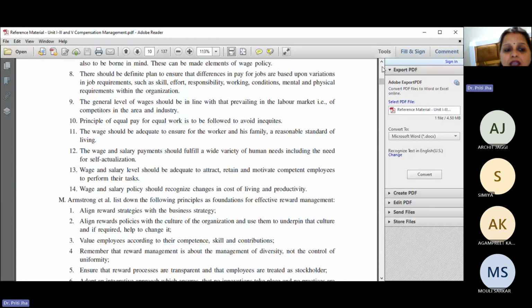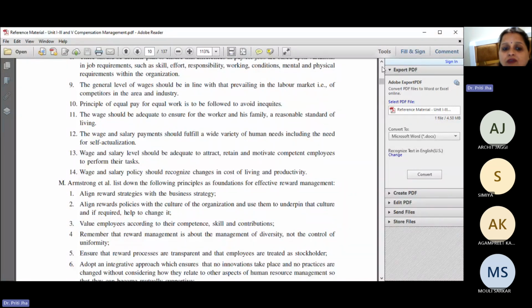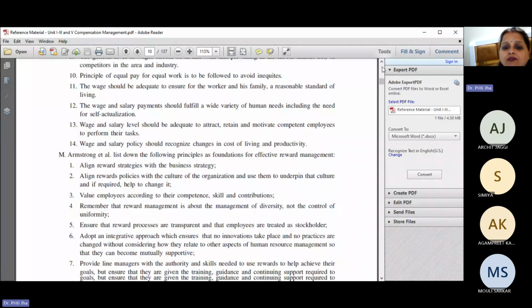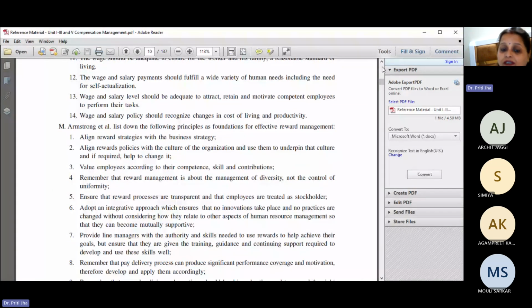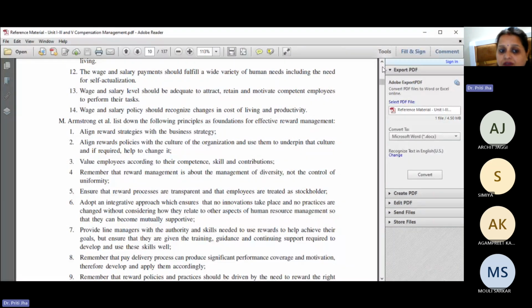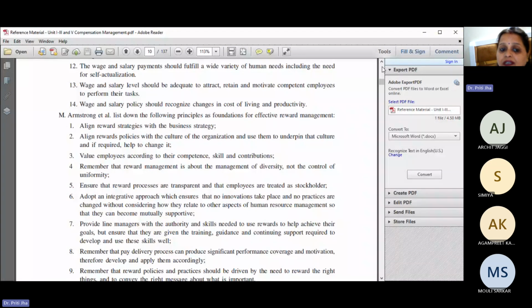M. Armstrong lists down the following principles for effective reward management. Align reward strategies with the business strategy. Align reward policies with the culture of the organization. Value employees according to their competence, skills, and contributions. Remember that reward management is about the management of diversity, not the control of uniformity. Ensure that reward processes are transparent and that employees are treated as stakeholders.